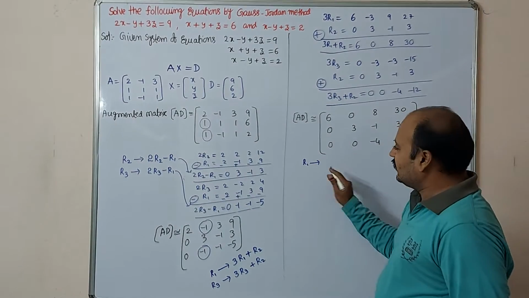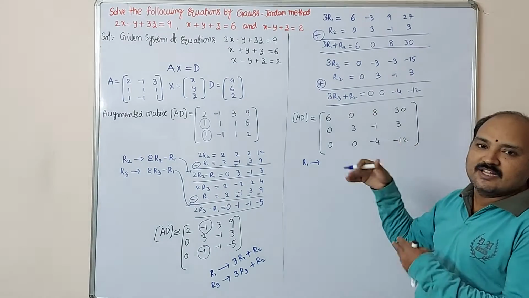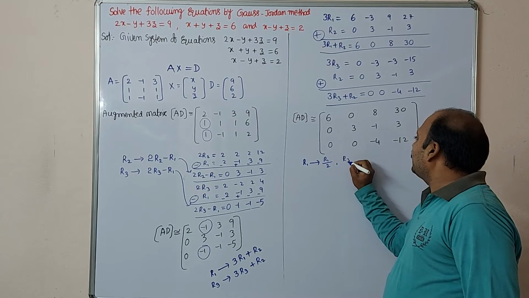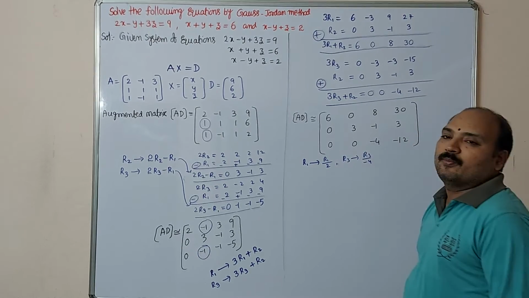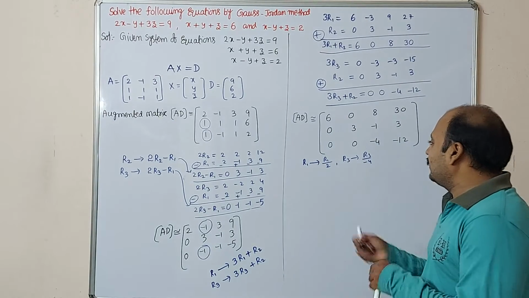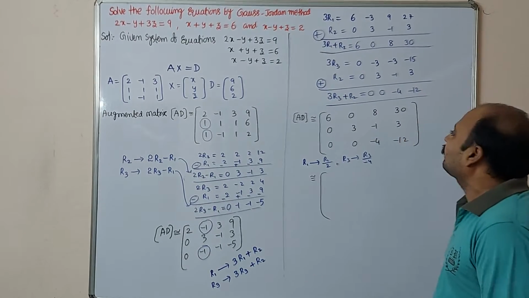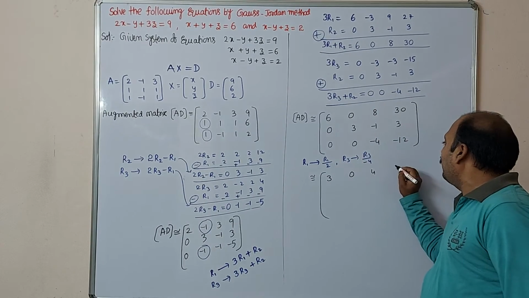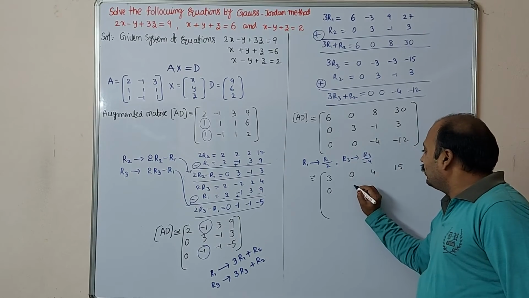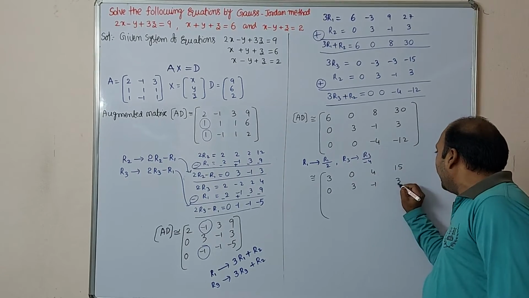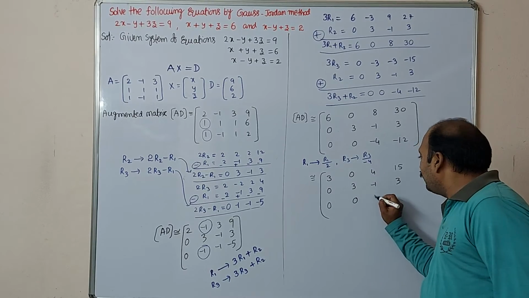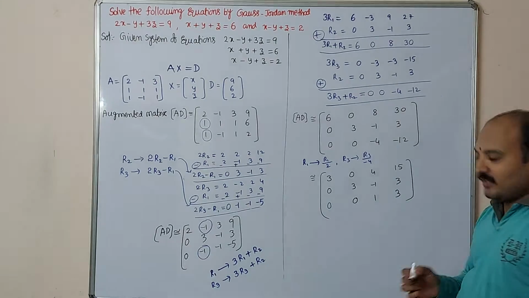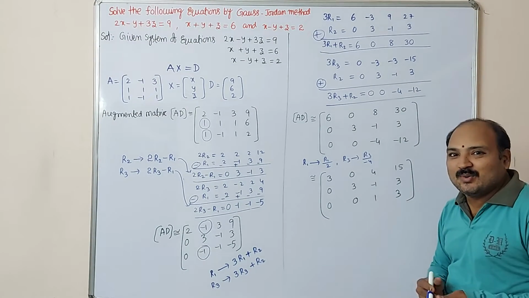R1 tends to... this is not the method. Just wherever convenience is there, we can do like this. R1 divided by 2, R3 tends to R3 divided by minus 4. So this augmented matrix will become, dividing by 2 means it will become 0, 3, 0, 4, 15, 0, 3, minus 1, 3. Next 0, 0, dividing by minus 4: 1, 3 is all.